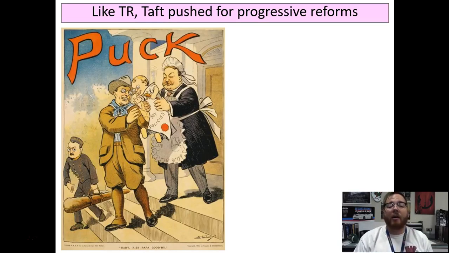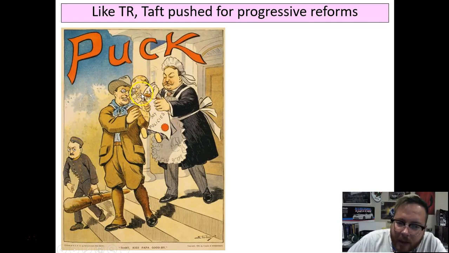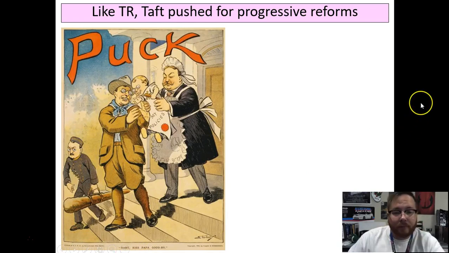Anyway, like TR, Taft pushed for progressive reforms. Puck was a political magazine at the time. And so here's Teddy Roosevelt walking away. He's got his big stick. This is a thing that says, My Policies. And if you look real close, you can see that this baby, My Policies, and Teddy Roosevelt share the same face. And then this is William Howard Taft, and the caption at the very bottom says, Baby, kiss Papa goodbye.